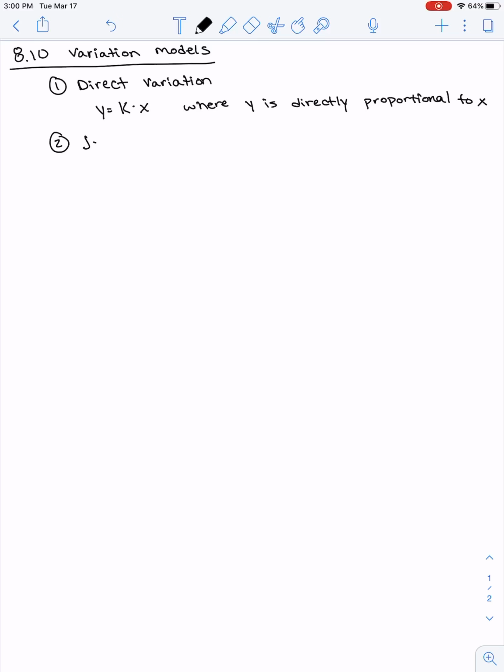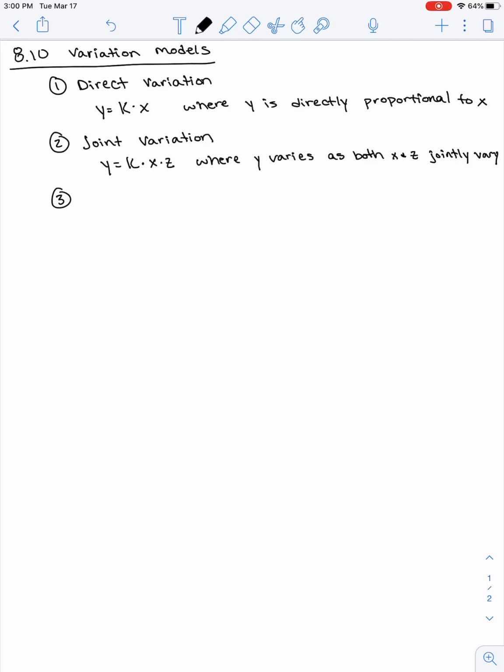The second one is what we call joint variation models. And this one would be something like y is equal to k times x times another variable z, where y varies as both x and z jointly vary. That's why we call it joint variation.